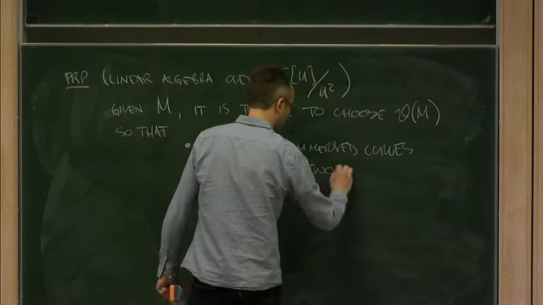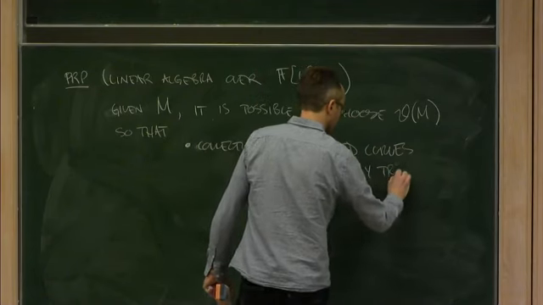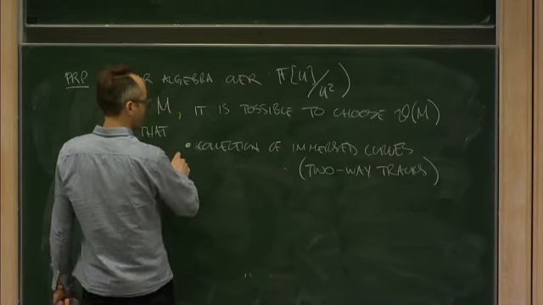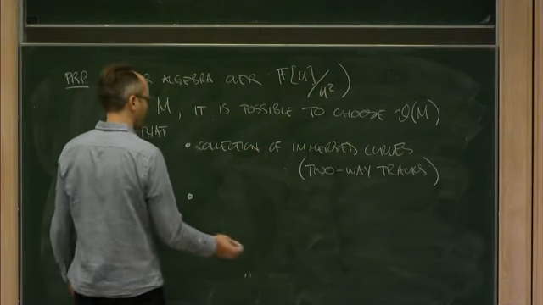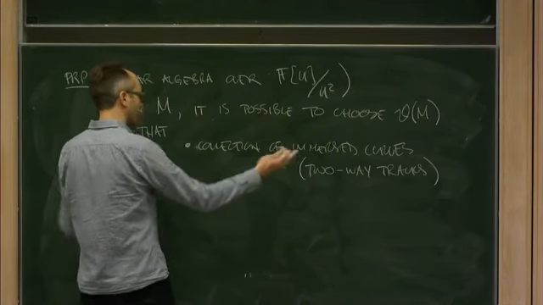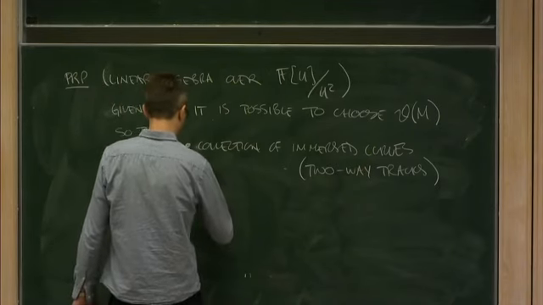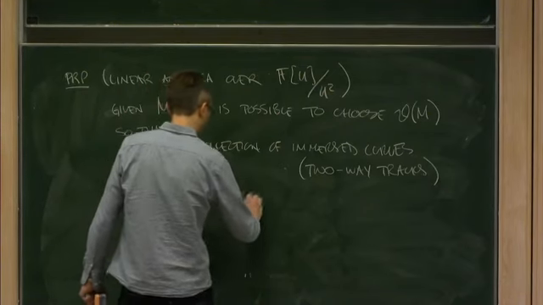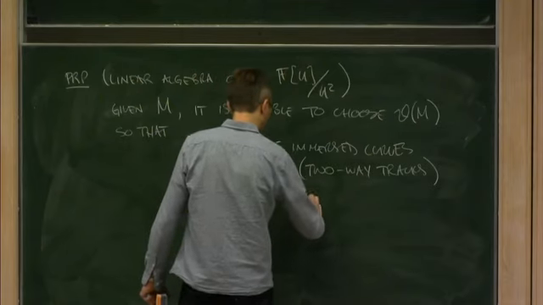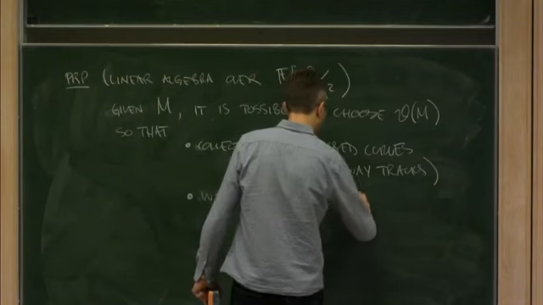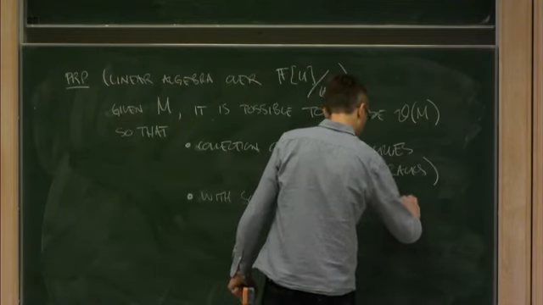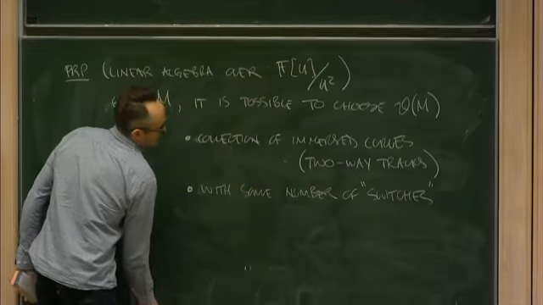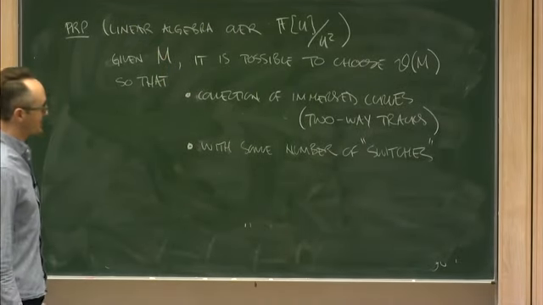You think of these as two-way tracks. And together with, this isn't going to work out to be a sentence, but okay. You have a collection of immersed curves that are these two-way tracks plus with some number of switches. So I checked at some point online at pictures of train tracks. These are called scissor switches, I believe.